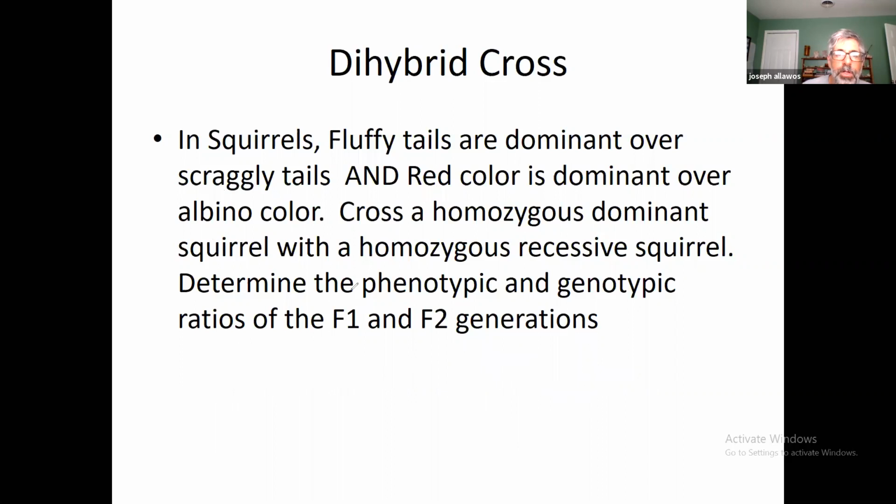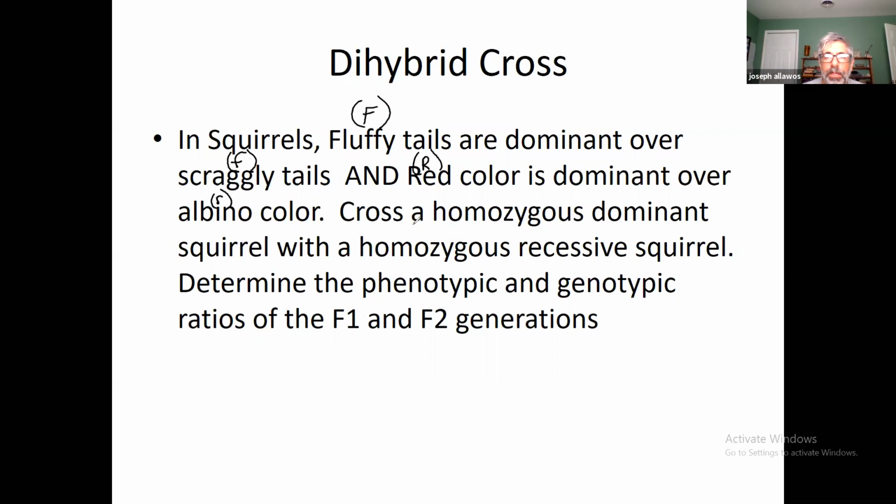Okay, so it tells you in the problem, cross a homozygous dominant squirrel, and you're going to now assume that it's homozygous dominant for both the traits with a homozygous recessive squirrel. So the traits, because they're not linked together, they don't have anything to do with each other. You can forget about one of the traits while you're dealing with the other. Looks like my alleles got erased. It's okay. There we go.